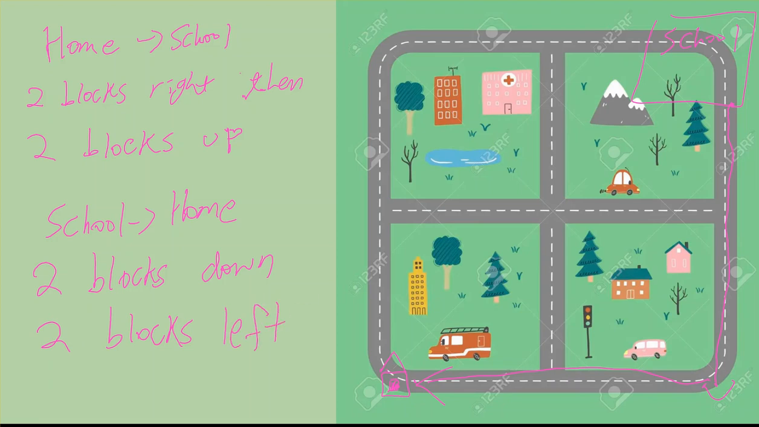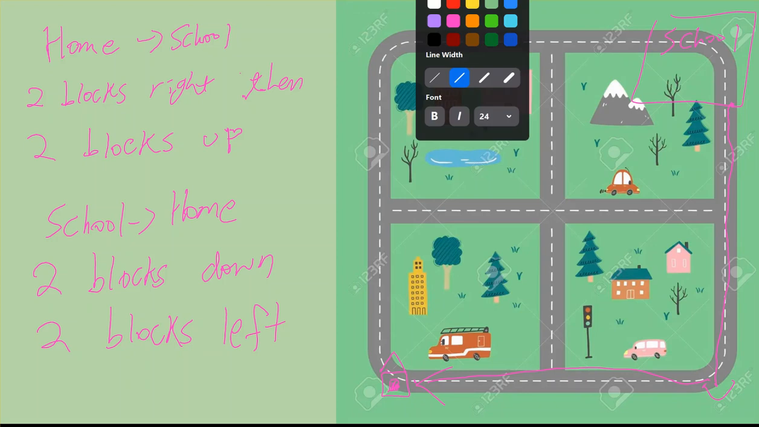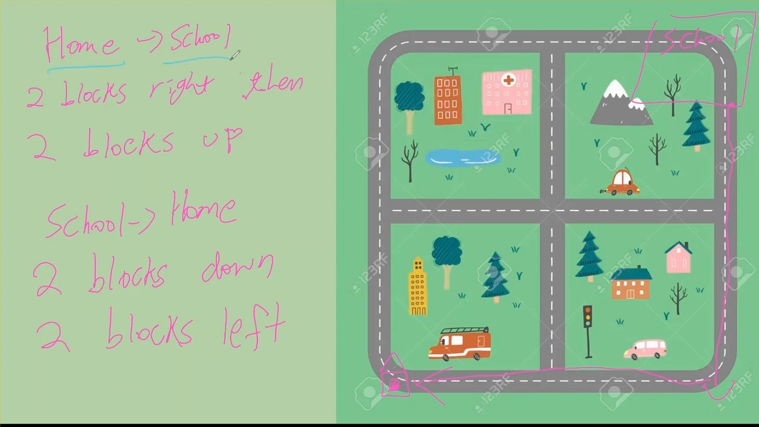And from here we can see when we're returning to the original spot, we have to do opposite things in opposite order. From home to school, we took 2 blocks to the right and then 2 blocks up. Then when we're coming back, we follow the same route and come back 2 blocks down first, then 2 blocks left, because the opposite of up is down and the opposite of right is left.